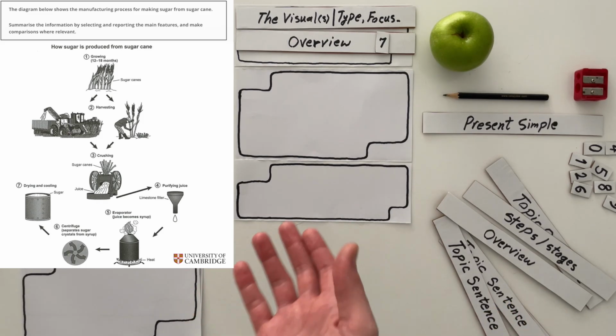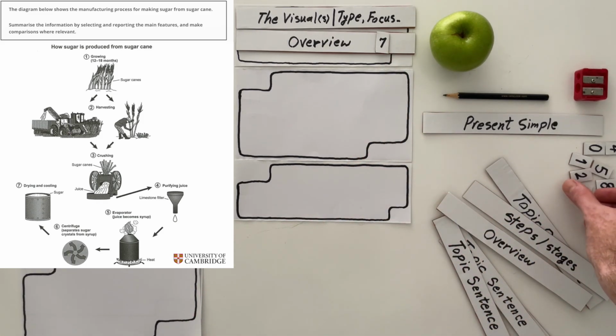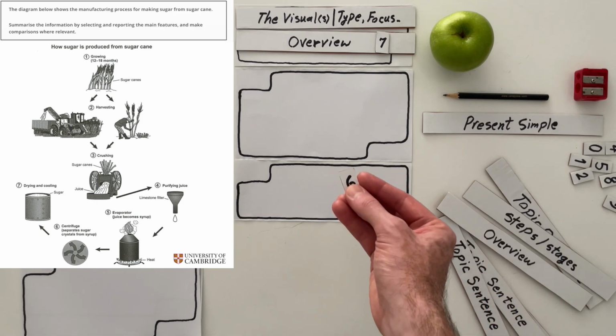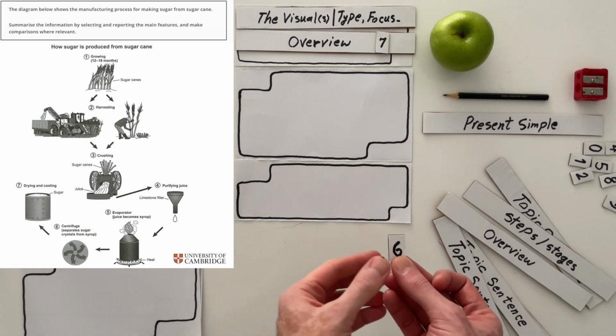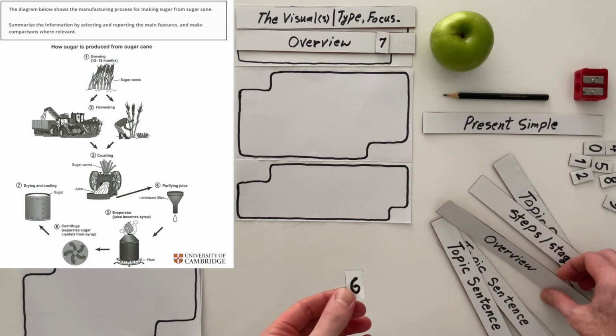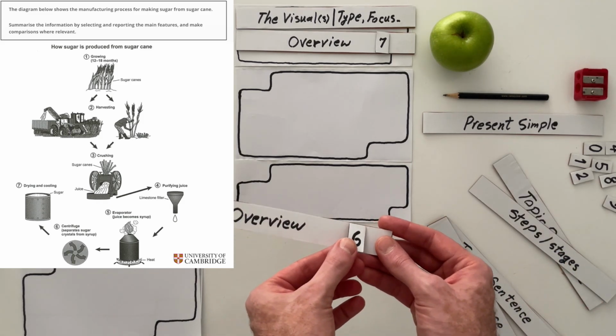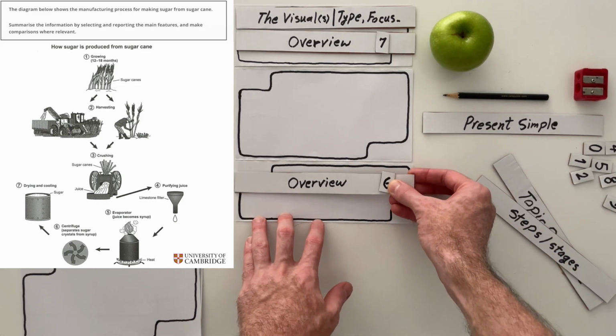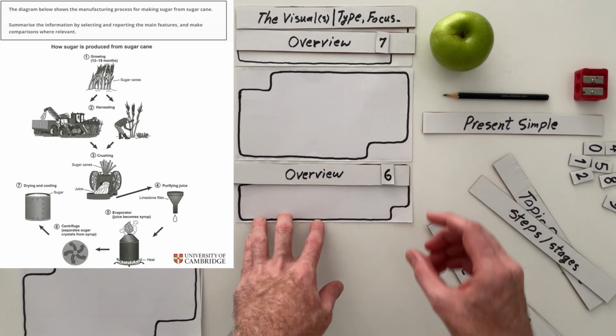And instead of 7, you can say there are 6 machines involved in manufacturing sugarcane. That could be your second overview, and it goes into your final paragraph.